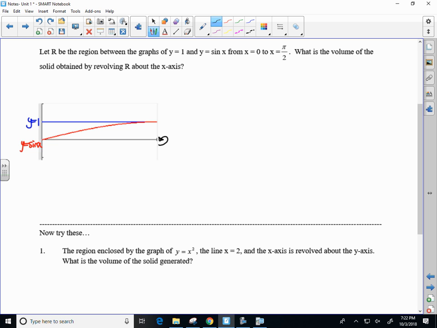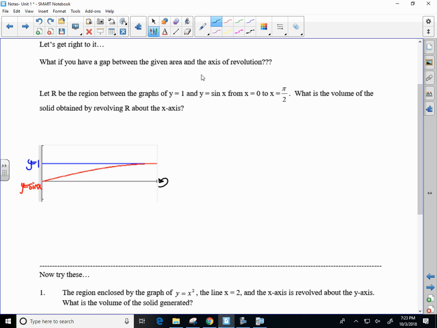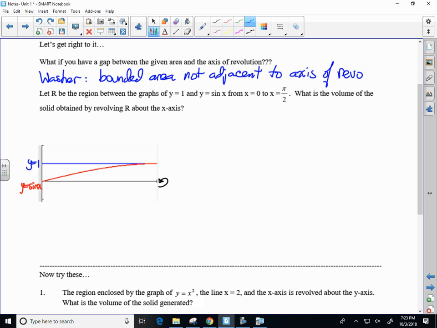It's a washer method if your bounded area is not adjacent to the axis. All right, so washer: bounded area not adjacent to the axis. I would say axis, but just to be very clear, axis of revolution. The axis that you're revolving around, just so you don't think I'm talking specifically always about the x-axis or y-axis. The last problem we did, the axis of revolution was the line y equals 6, so it can change.